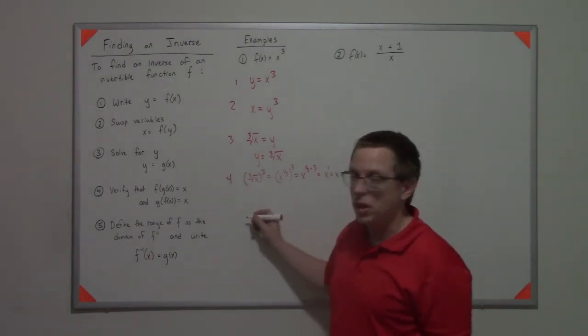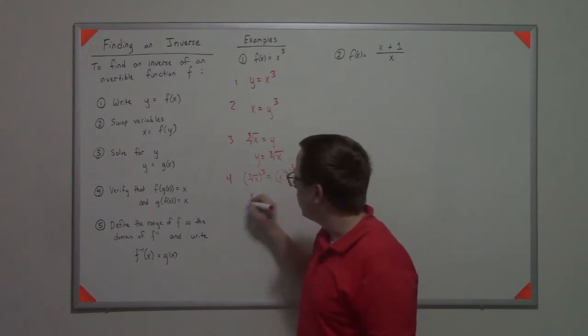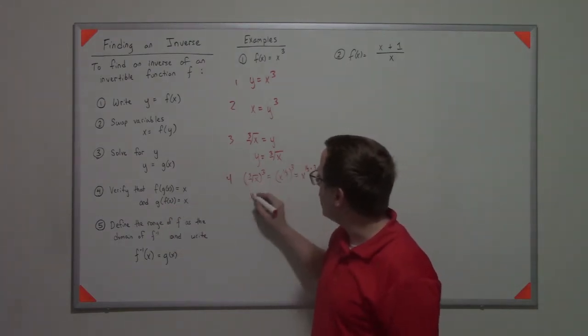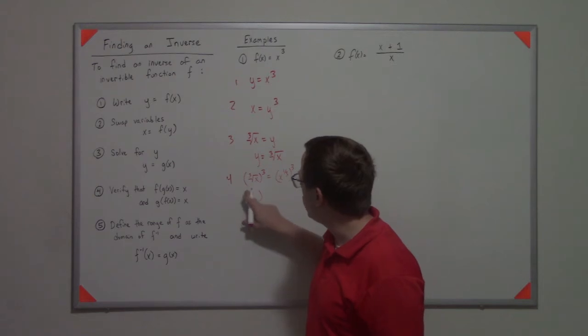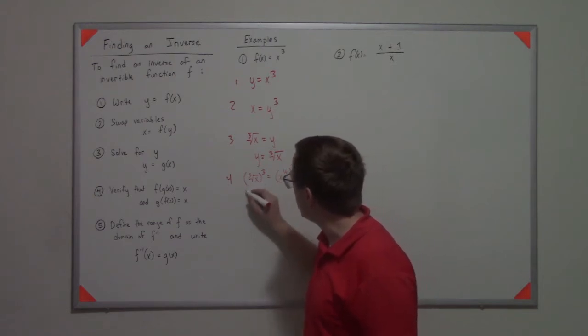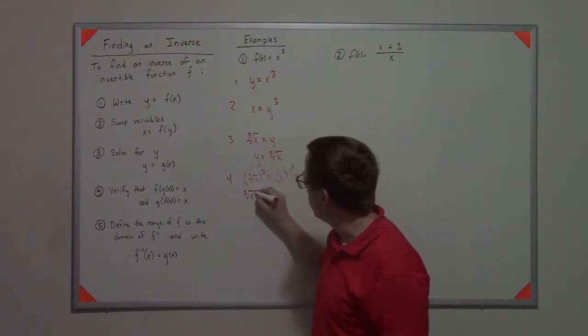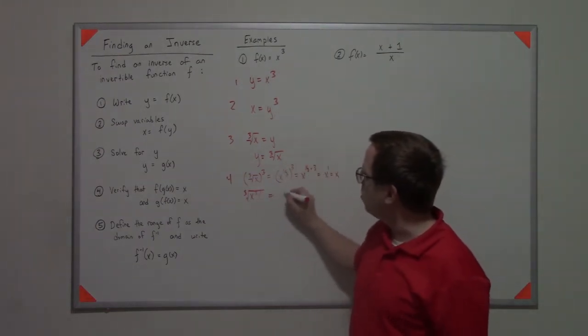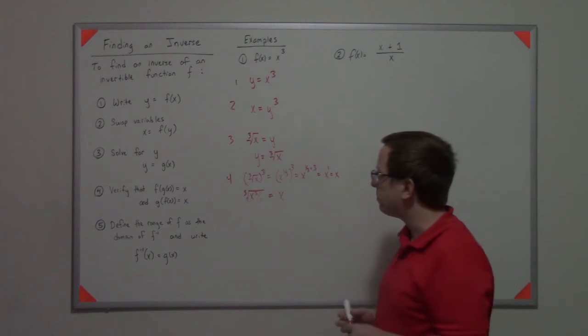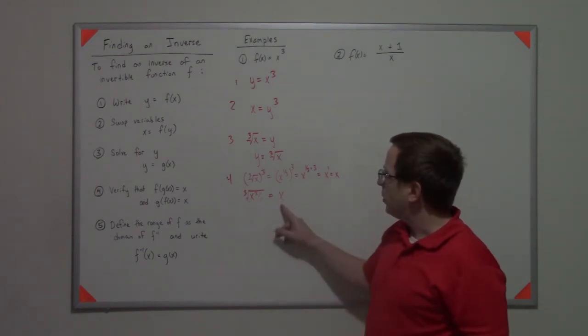Now you do the same thing. You say g of f. You're taking the cube root of something, and that something is x cubed. So the cube root of x cubed definitionally is just x. So that's how we determine that.